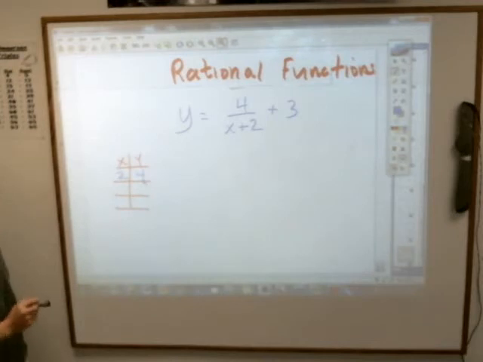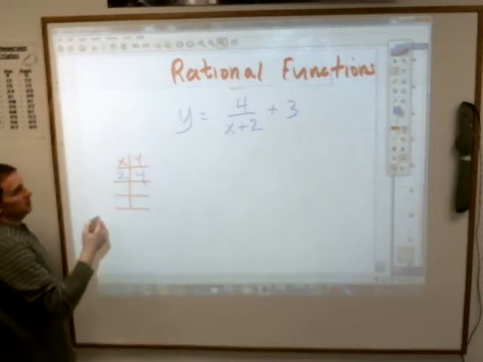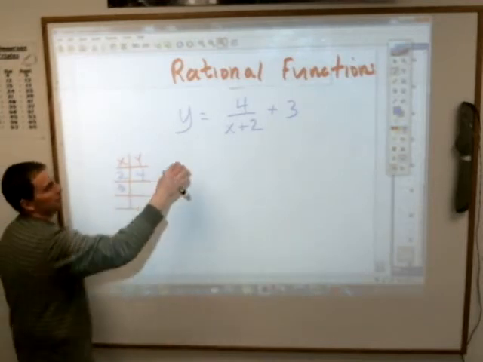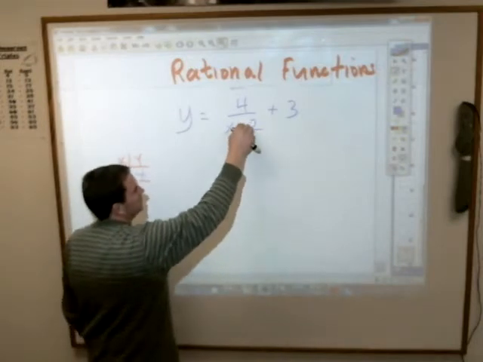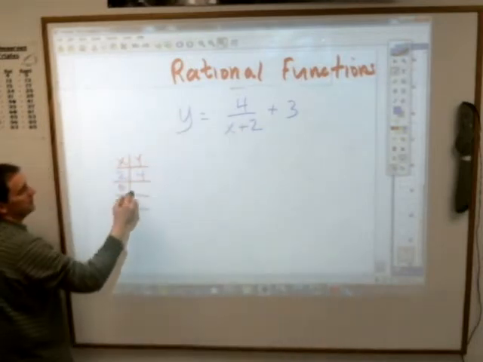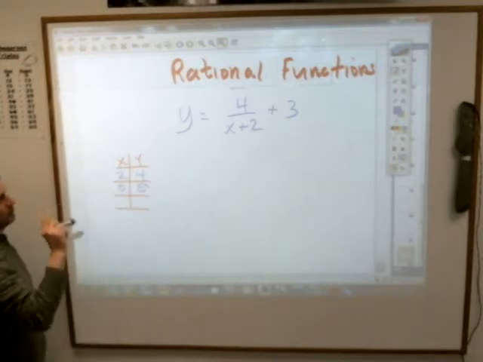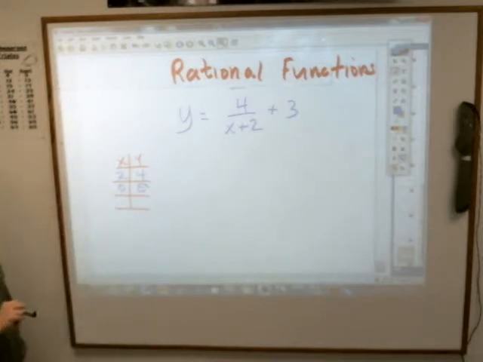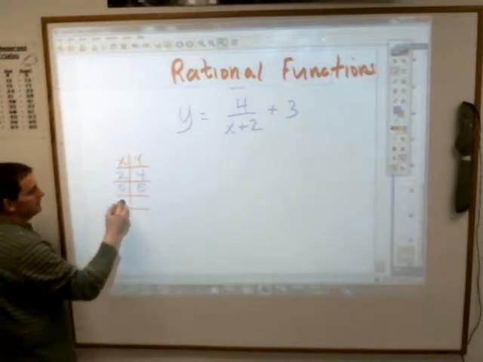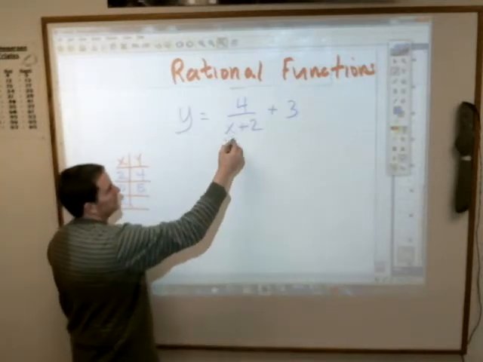Good with that. What other numbers could I pick? Well, we could probably do 0. If I pick 0 for x, 0 plus 2 is 2, 2 goes into 4 2 times, so 2 plus 3 is 5. What about negative numbers? Somebody throw a negative number. -2. Okay, -2 in there.